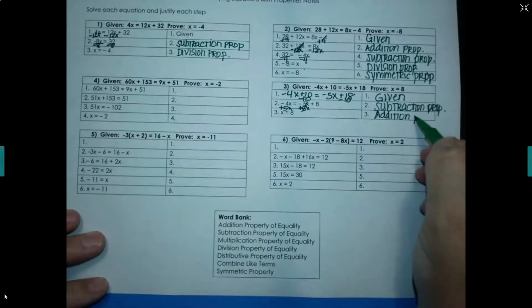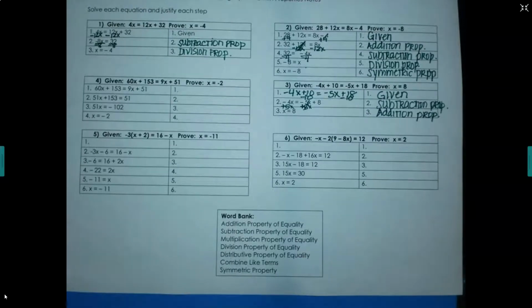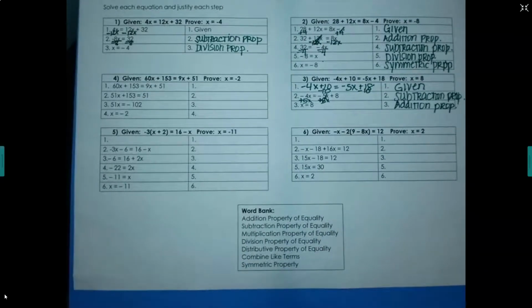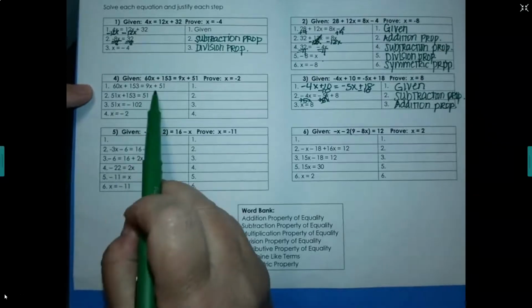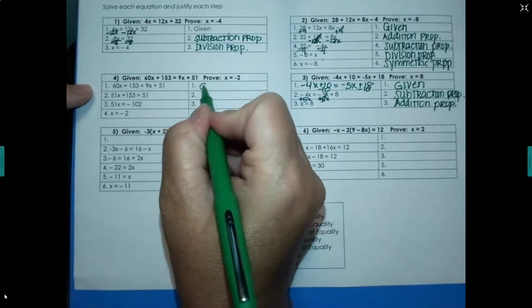So if you take it just one line at a time, it makes it a lot easier. I recommend at this point stop before each of these to try them out and check to see how you did. It's a quick and easy way to see if you're picking up the concept. All right, our first line on number 4 matches our equation, so that's our given.